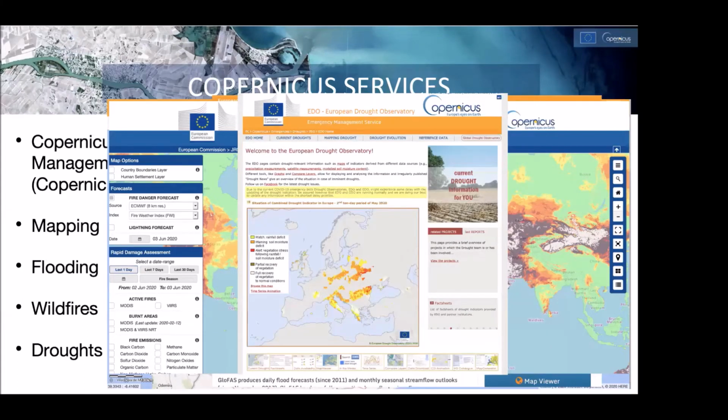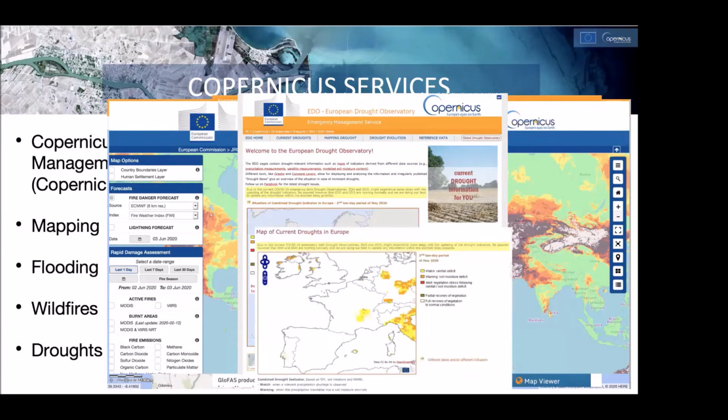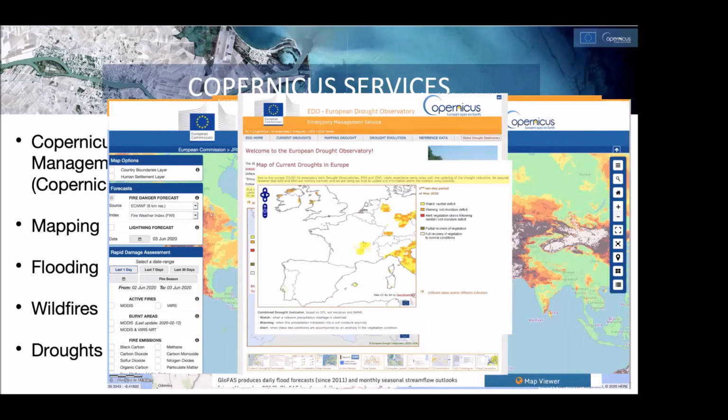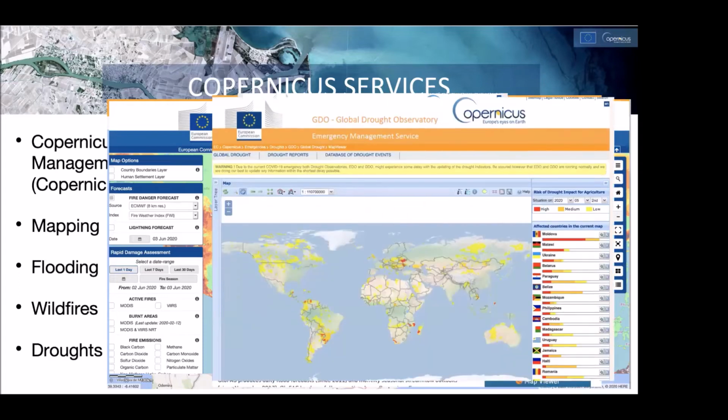And again, vegetation related is the opposite. So drought again. This is the Drought Observatory, another both European perspective as well as a global perspective. And these are all operational services, and therefore they are updated consistently. Yeah, and as I said, we can see this both locally and globally.